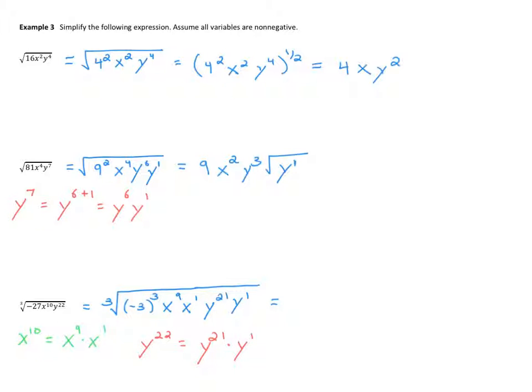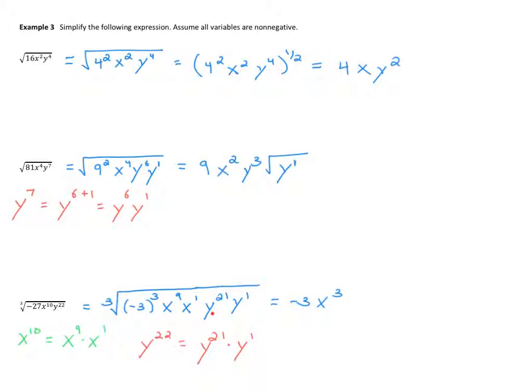Okay, here's what we have left over. If I take the cube root of negative 3 cubed, I have negative 3. If I take the cube root of x to the 9th, 9 divided by 3 is x cubed. I cannot do anything with this x. It'll just be left over at the end.